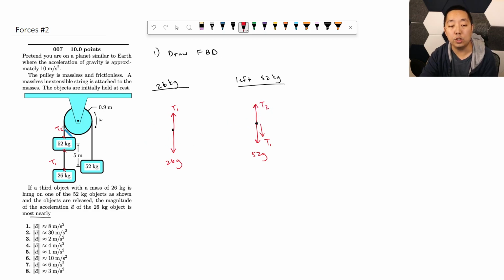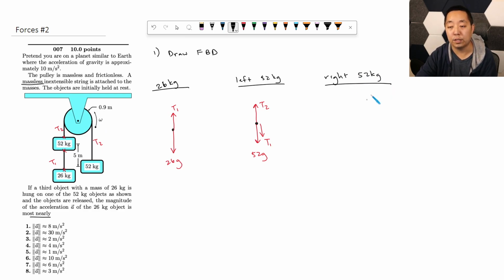Now, if the pulley is massless and frictionless, we're going to assume that the tension is the same throughout the rope. If there's some mass or some friction in the pulley, then we have to start thinking about that. But the string is massless, so we don't have to worry about this. So we just assume that the tension is the same throughout the rope, if it's the same rope. These two tensions are different because it's a different rope. It doesn't mean that all ropes have the same tension, just that throughout the same rope has the same tension.